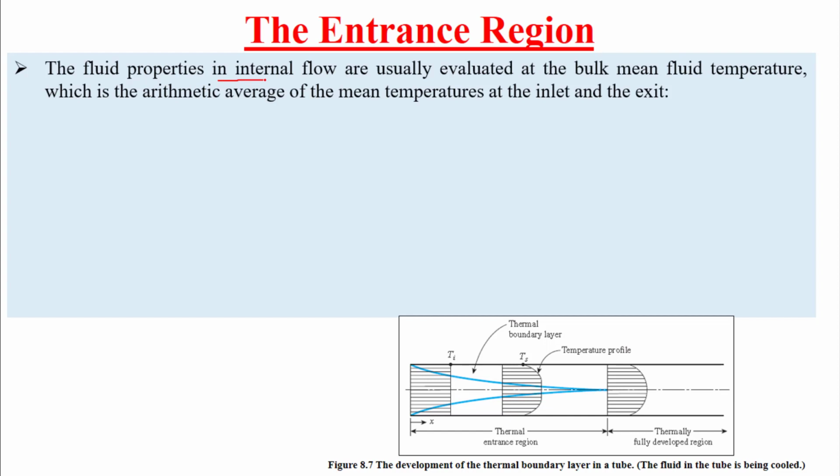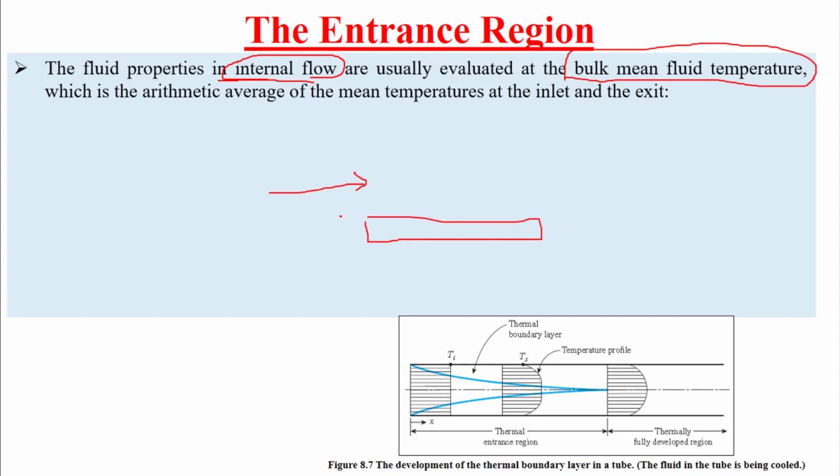Fluid properties in internal flow, which this chapter talks about, are usually evaluated at the bulk mean fluid temperature. Remember in external flow, we evaluate the properties of the flow over a flat plate based on T film, which is the average temperature between T surface plus T infinity over 2. This is how we evaluate the properties in external flow.